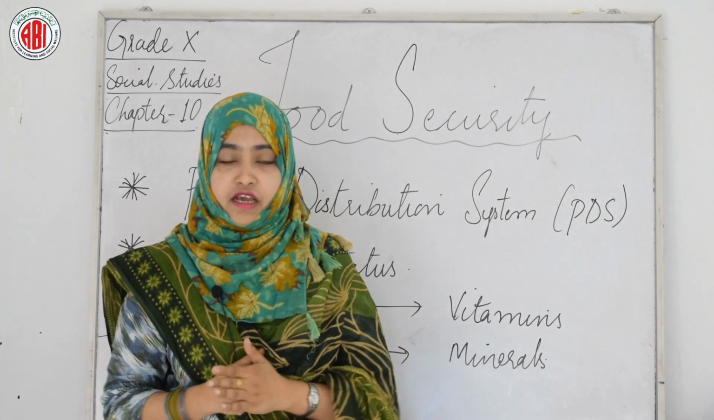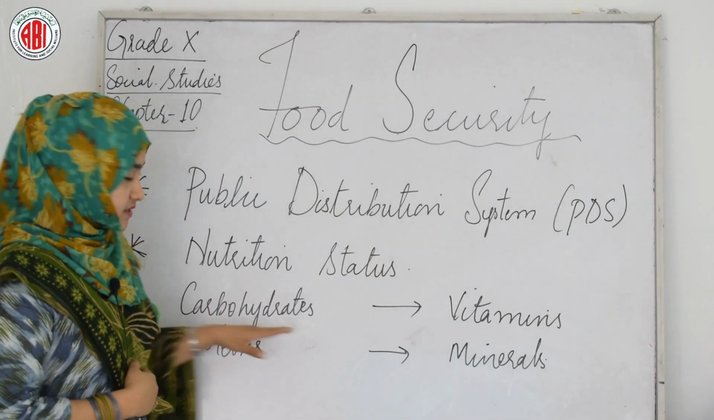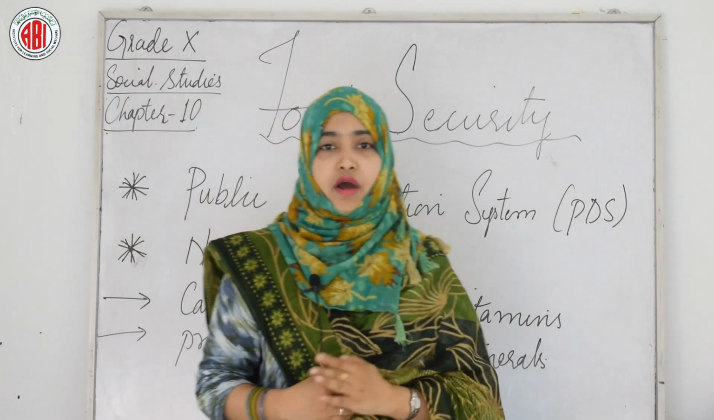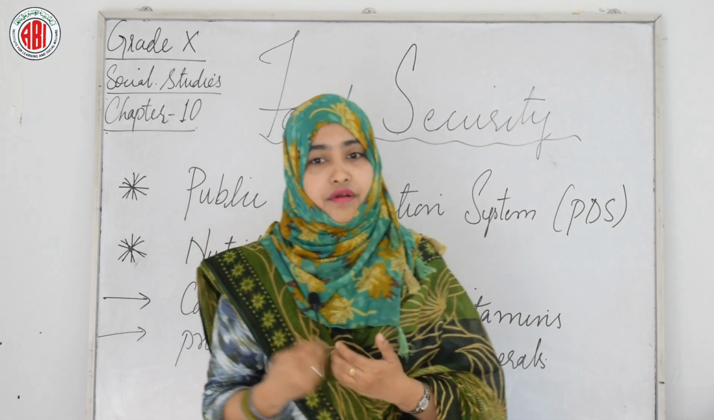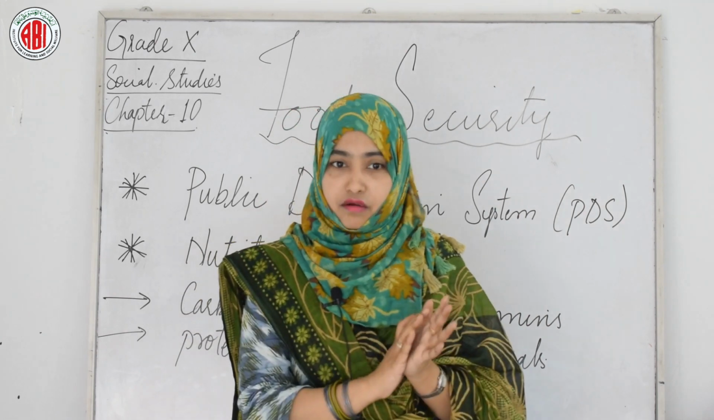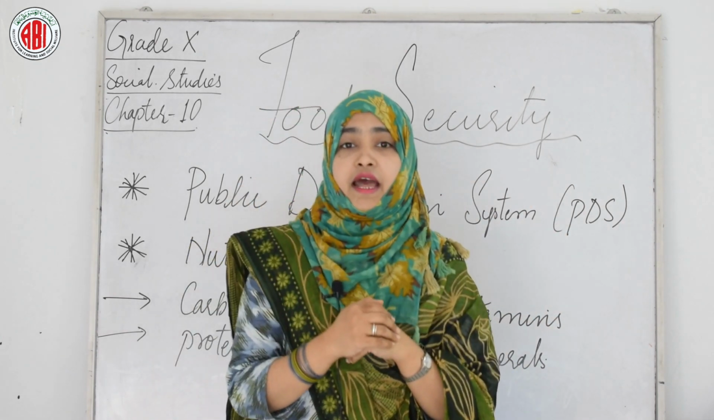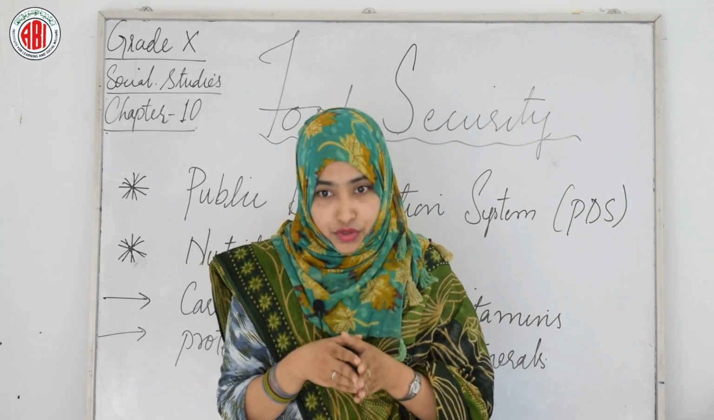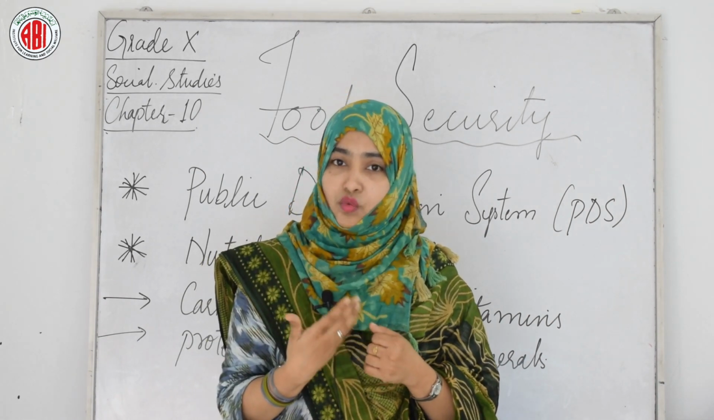The food that we consume is normally classified as carbohydrates, proteins, vitamins, and minerals. Carbohydrates provide energy, through wheat, rice, ragi, jowar, oil, sugar, fats, etc. Now come to protein. Protein helps the growth and regeneration of body tissues, through beans, dals, meat, eggs, etc.